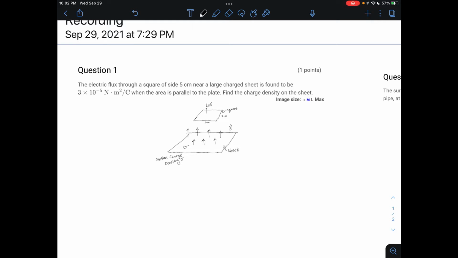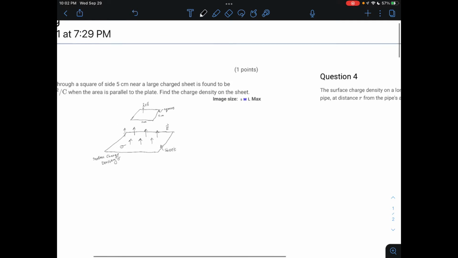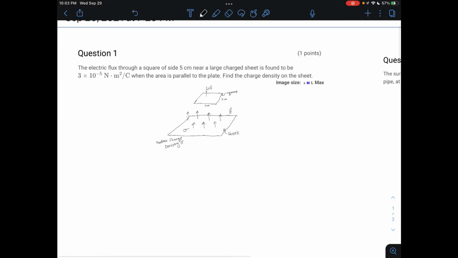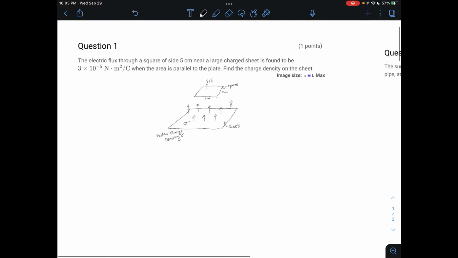Alrighty, y'all. Today I'm looking at question 1 and question 4 for homework number 2. So first one, we're trying to find the charge density on a sheet given the flux through the square.